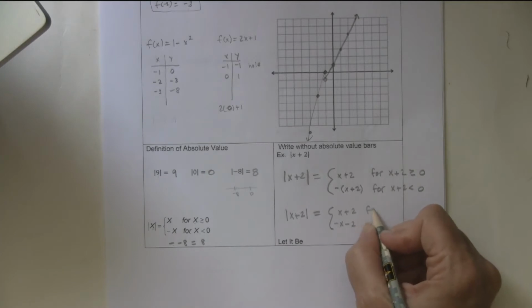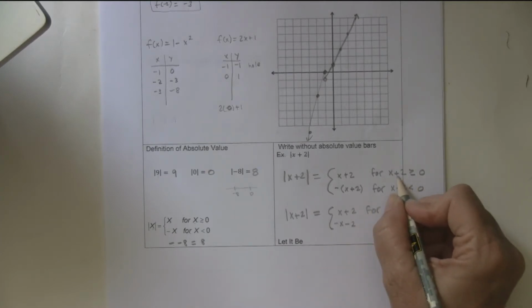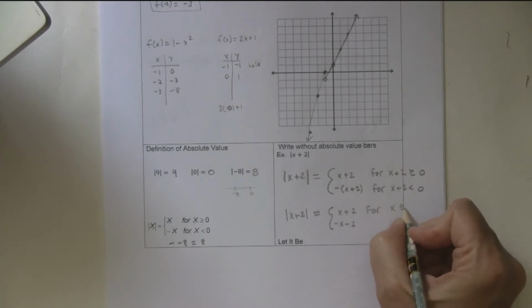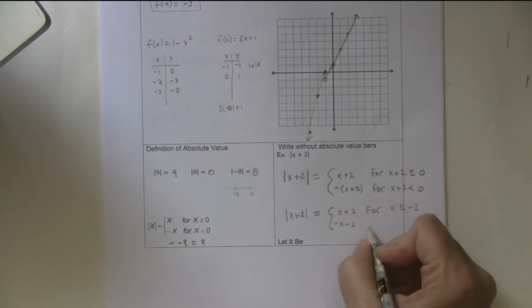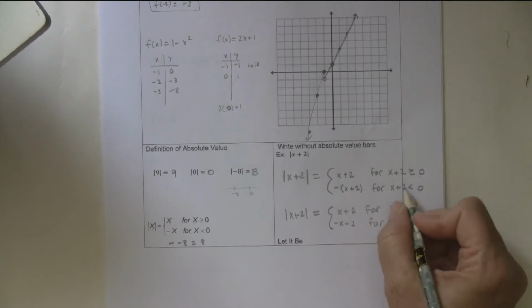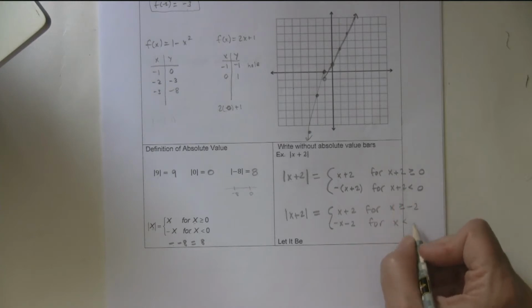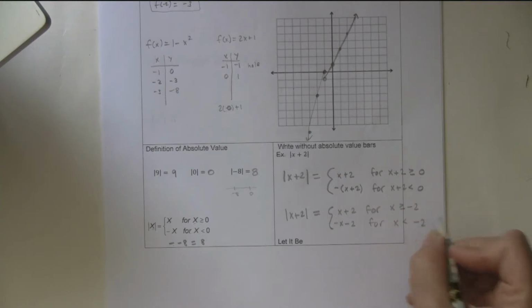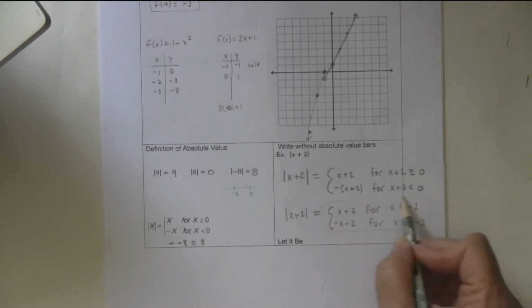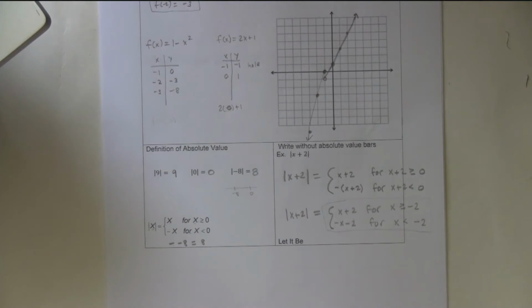And then I want to solve this. So I'm going to take away 2 from both sides of this. So this is going to be x is greater than or equal to negative 2. And for the other, x is less than, right? I'm going to subtract 2 from both sides here. So x is less than negative 2. And so this is what they're asking me to write. This is the answer that they're asking. It no longer has absolute value bars in it.